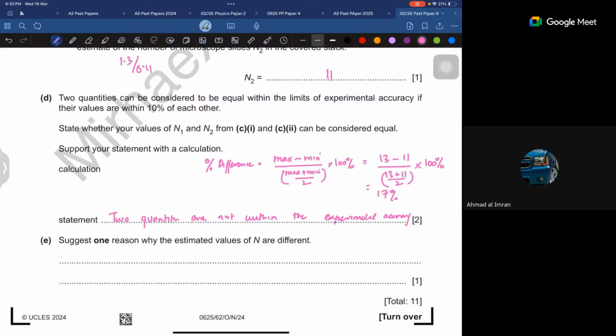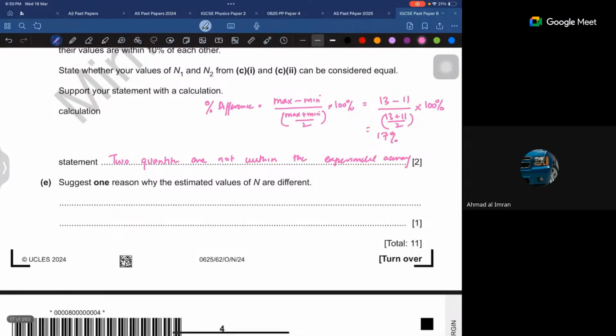Then it says give one reason why estimated values n are different, and the reason it could be that maybe the slides do not have equal masses. That is a possibility, right? So yeah, or maybe they're not of equal thickness. They might have different thicknesses and stuff like that, right? So please check if you have any other idea, do share with me as well.